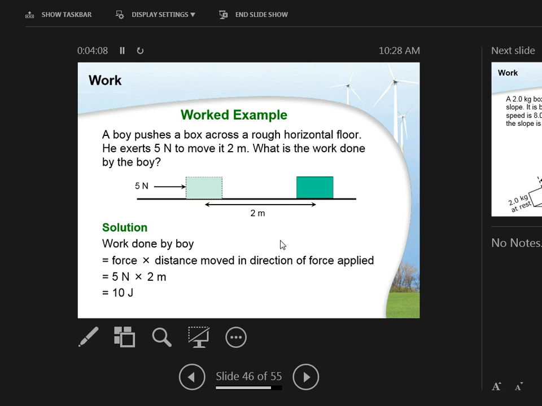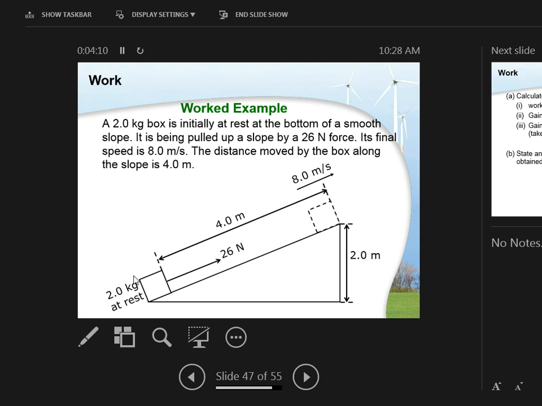Okay? Yang Kun, okay? Now, I have a slightly more complicated example.